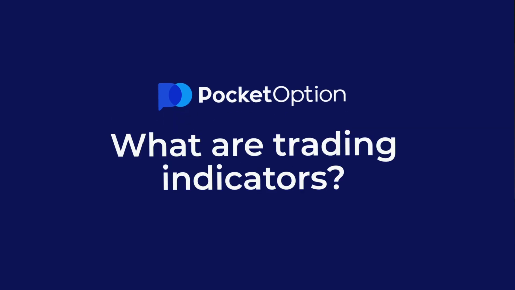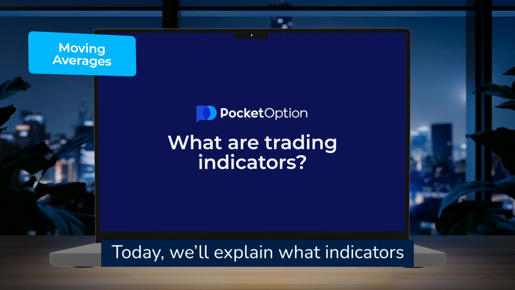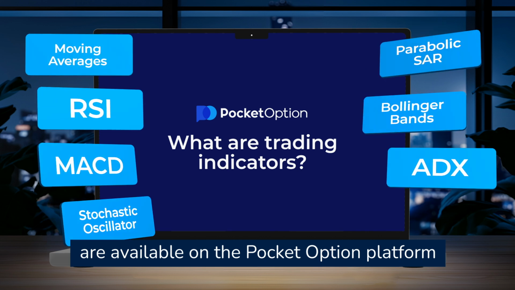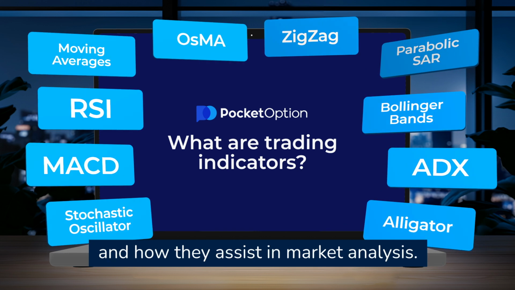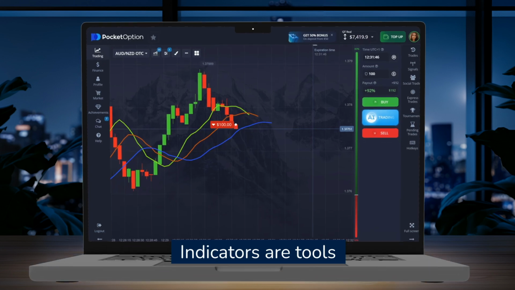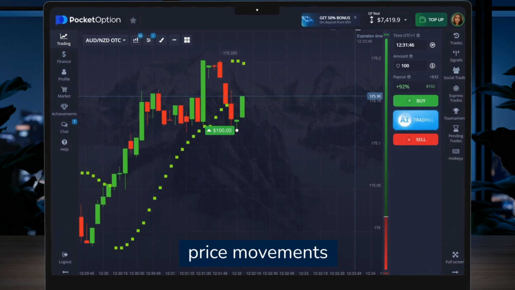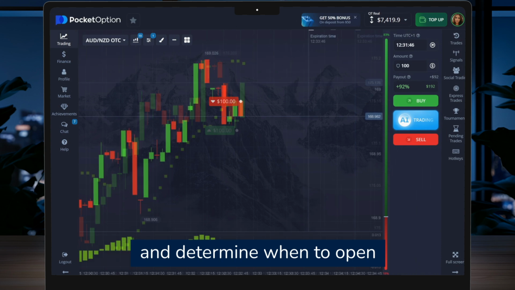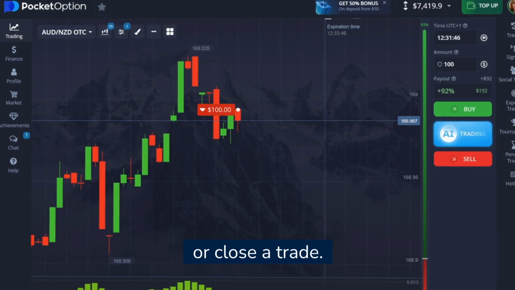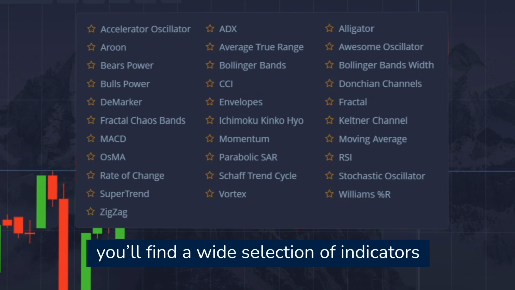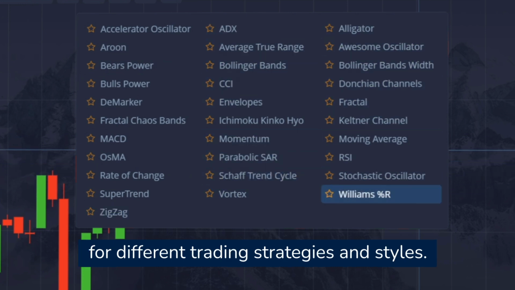What are trading indicators? Today, we'll explain what indicators are available on the Pocket Option platform and how they assist in market analysis. Indicators are tools that help traders better understand price movements and determine when to open or close a trade. On the Pocket Option platform, you'll find a wide selection of indicators for different trading strategies and styles.